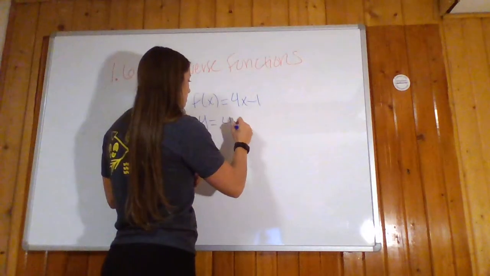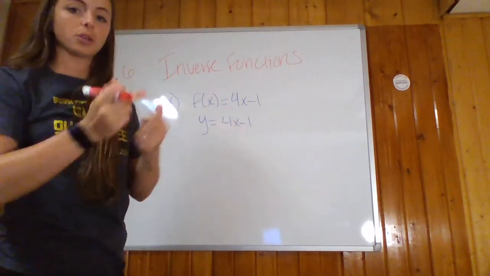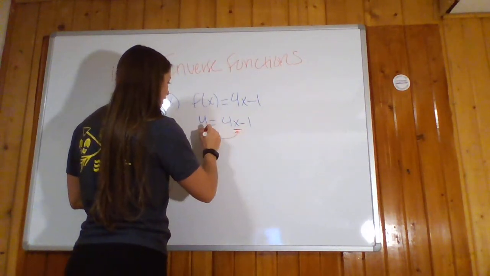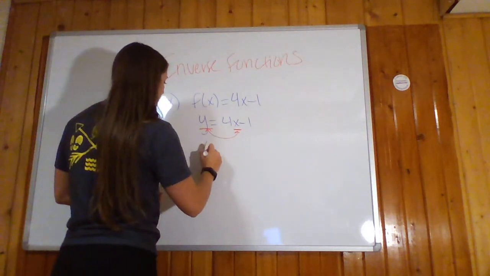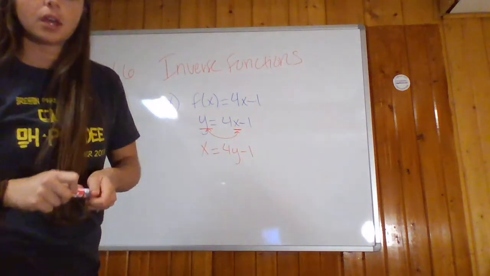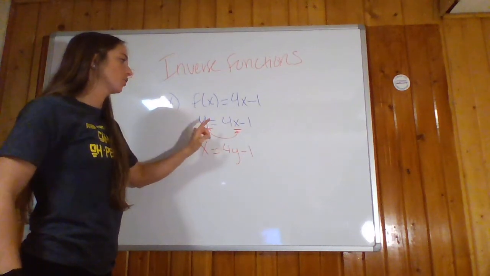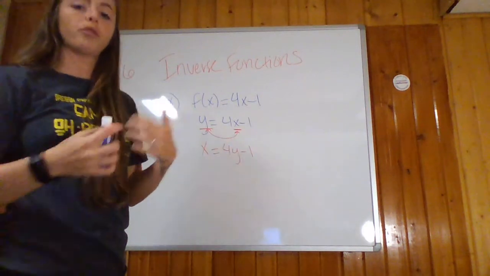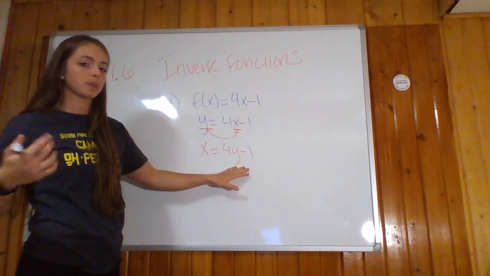Okay, so once we do that step, now what we do is literally switch our x and our y. So this and this are switching. Everything else stays where it was originally. So we're now going to have x equals 4y minus 1. Once we've switched out our f of x with y, switched literally our x and our y in their places, now what we want to do is solve for y or isolate y on either side of the equal sign, so whichever one works best for you.